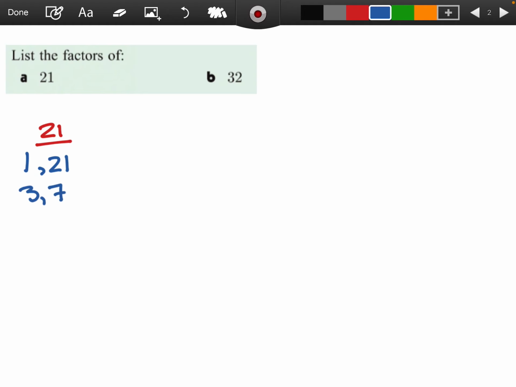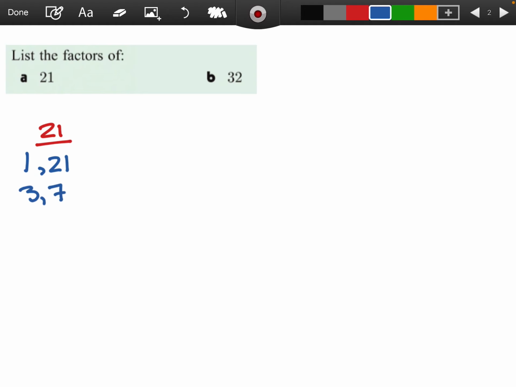Now, if I'm not sure if it works or not, there are some divisibility rules which you've probably learned over the years, or you can just grab your calculator and just do 21 divided by 4, and if it shows up with a decimal number, which it would in this case, then you know that 4 is not a factor of 21. So then I'm going to test 5 in the same way. I know 5 is not going to work because 21 does not end in a 0 or 5. And then I might try 6.